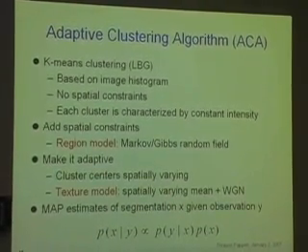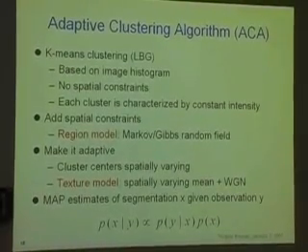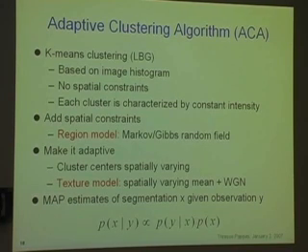We want to add spatial constraints, and for that we use the formalism of Markov random fields. And we want to make it adaptive, that is, we want to allow the clusters to be spatially varying. So our texture model is a very simple texture model, no other texture, just spatially varying means, so smooth but spatially varying, plus white Gaussian noise. And we can formulate it as a maximum a posteriori problem. X is the distribution of regions, just the labels, and Y is the observed intensities. I'm going to be talking about grayscale, but it applies equally well to color. And if you use Bayes' rule, then you can break it into the a priori density and your conditional density, and you need to maximize that.